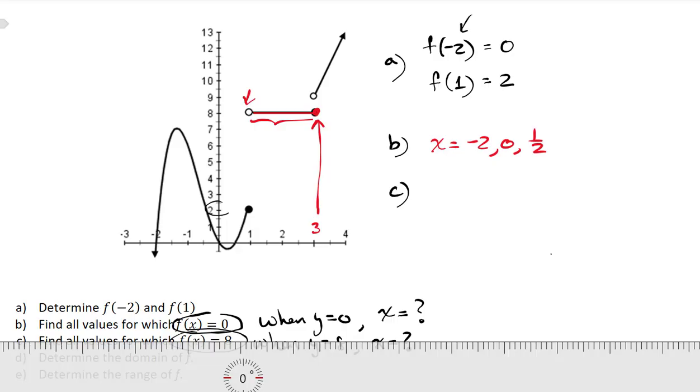So we're going to use interval notation to represent that entire set. So all values of x strictly larger than 1 all the way to the number 3. So using the interval notation, that would be from 1 to 3, inclusive of 3.